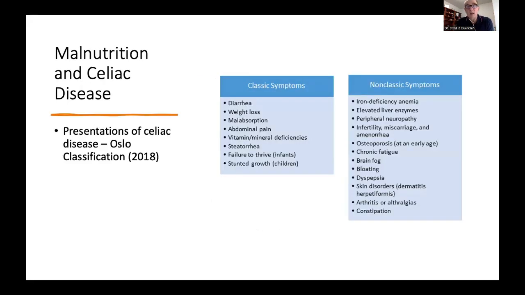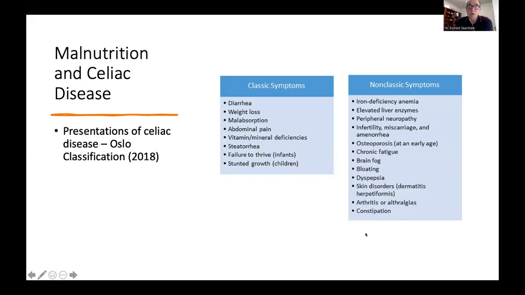When we think about diagnosis, and there was an Oslo definition that was characterized back in 2018, we talk about classic symptoms and non-classic symptoms. The classic symptoms are those that relate to diarrhea and evidence of malabsorption. So diarrhea, weight loss, and malabsorption are really the foundation of the classic symptoms. And you can see the non-classic symptoms. Many of you are quite aware of them, and many of you may have had some of these symptoms.